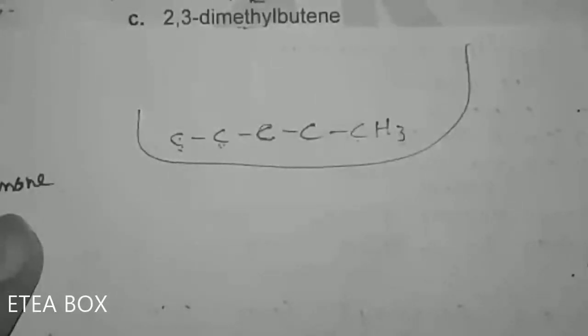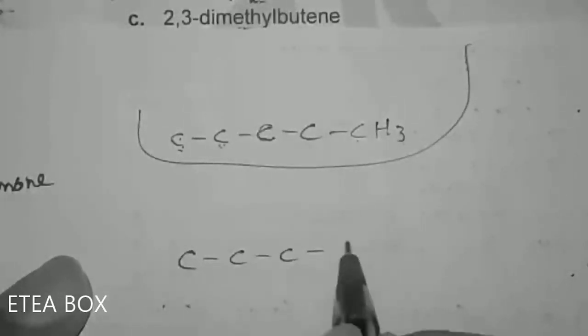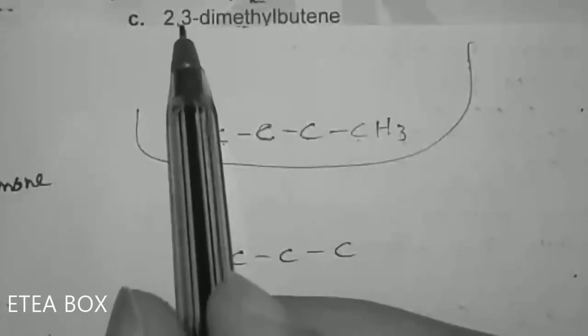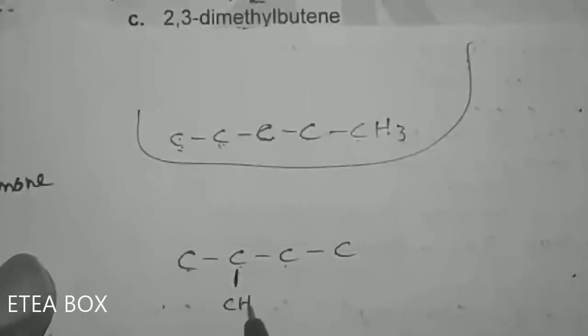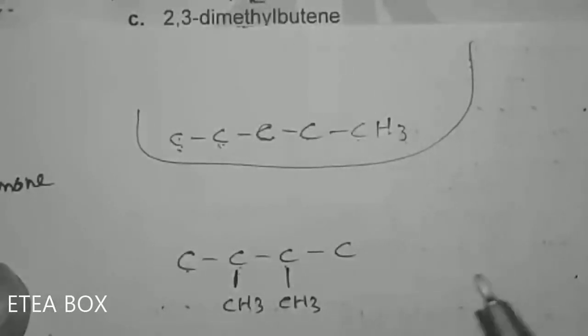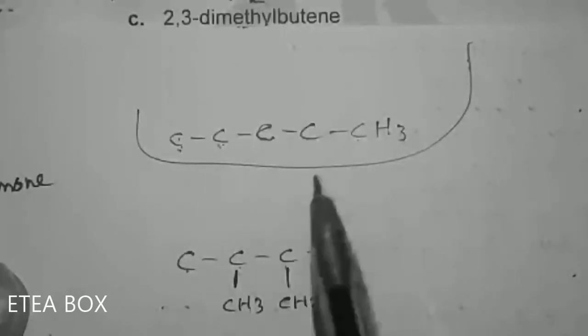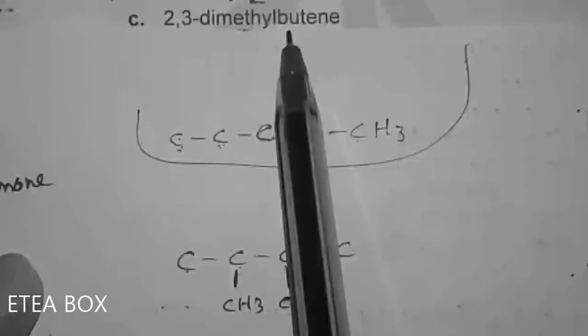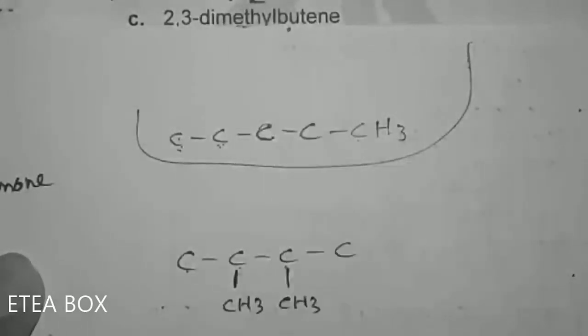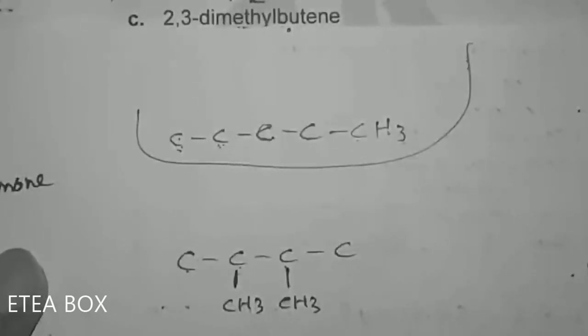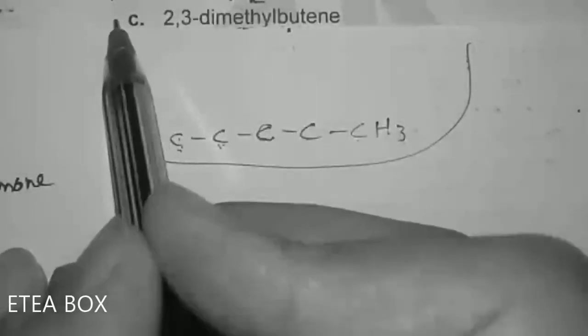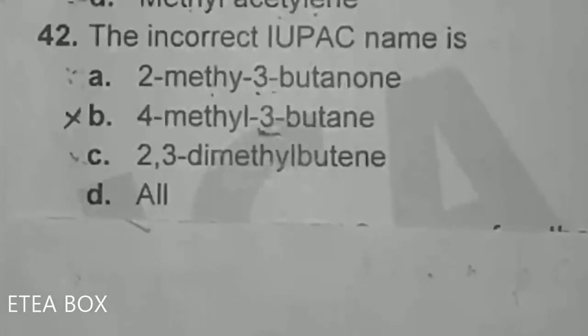Now let's draw the 2,3-dimethylbutene. So first you have to draw the 4 carbons, and on carbon number 2 and carbon number 3 draw the methyl group. Let's suppose 1, 2, 3, CH3 and CH3. Now look here, this one is butene, and they didn't mention the location of the double bond. So it means that this one is also incorrect, because the location of the double bond is important. Look, this one is compulsory, to locate the double bond. That's why option C is also incorrect. It means that all of the above are incorrect IUPAC names. Option D is correct.